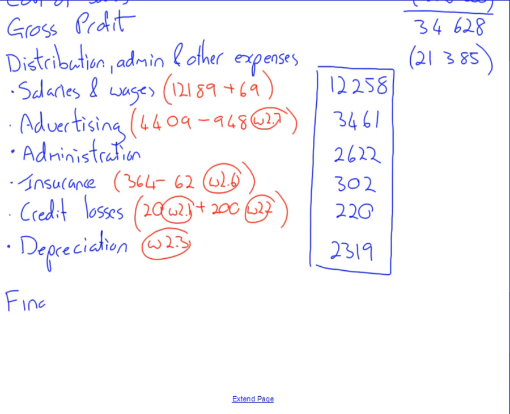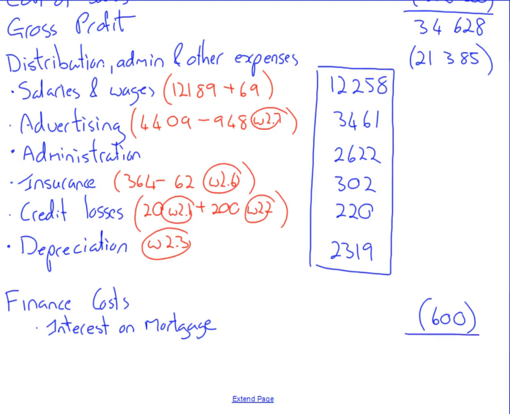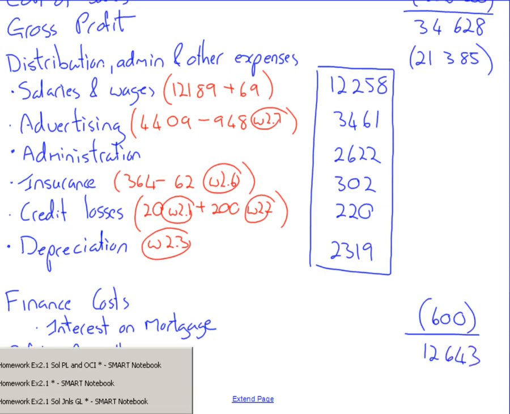Now that is not all the expenses, okay, but we have a separately disclosed one called finance costs. Here, nice and easy, the finance costs were made up purely of the interest on mortgage. And that was 600. Leaving me with my profit for the year, okay, the profit for the year was 12,643.